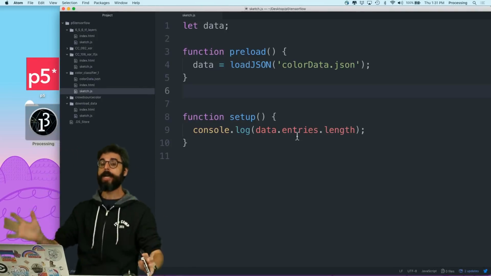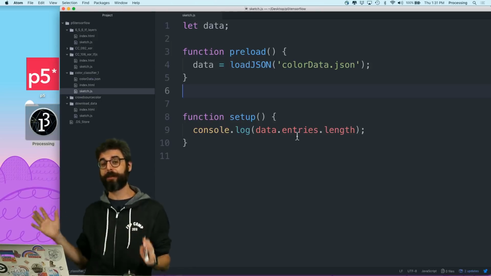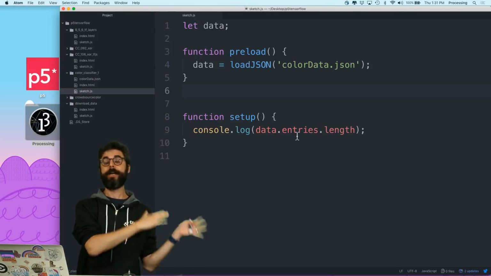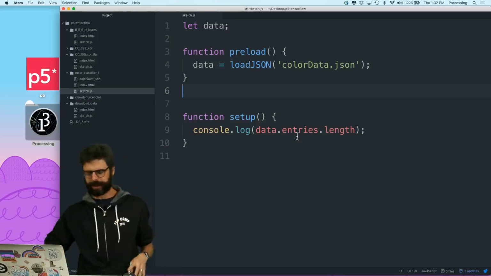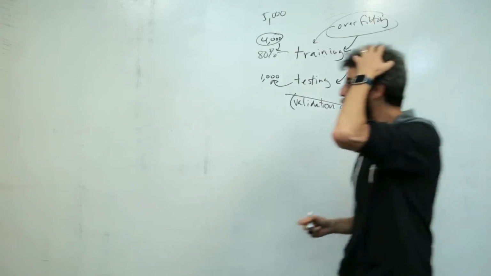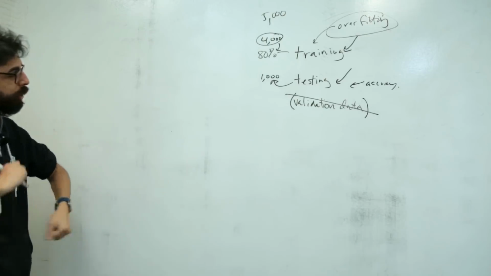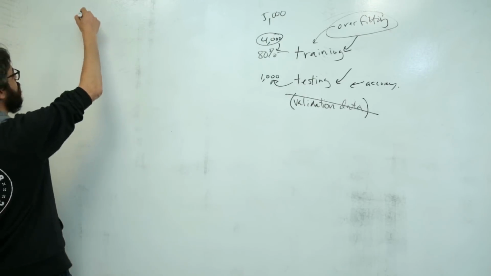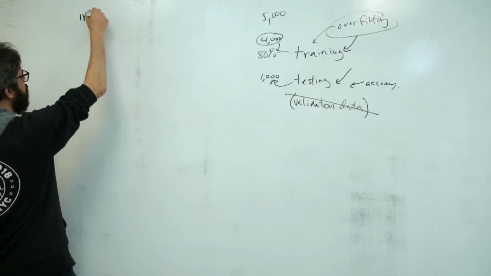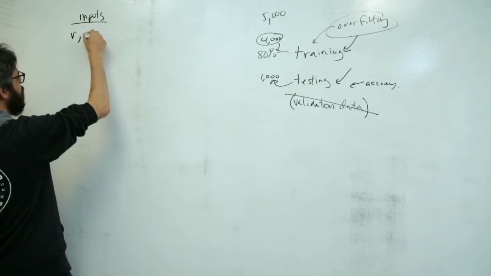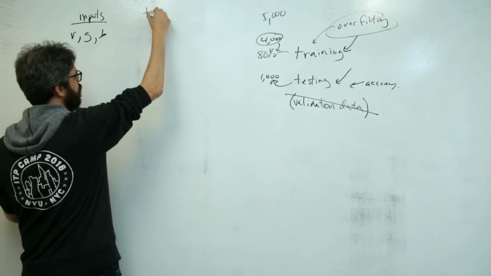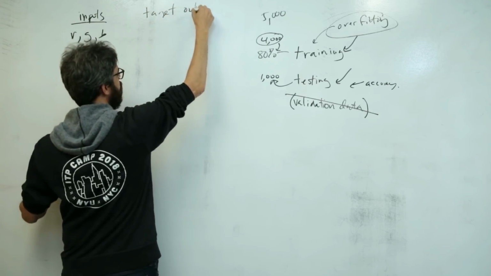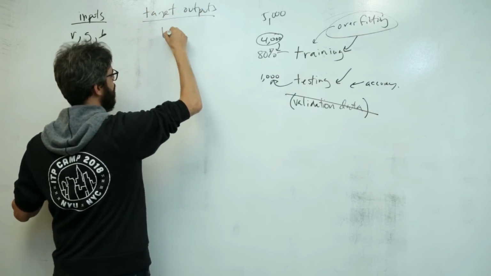Now, first of all, if you have never looked at TensorFlow.js before, I might encourage you to go watch my TensorFlow.js tutorial series, and it looks at what is a tensor and what are the possibilities there. But just thinking about it, I have the inputs, which are the RGB values, and then I have the target outputs.